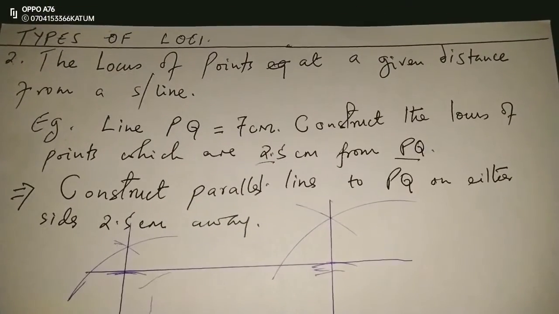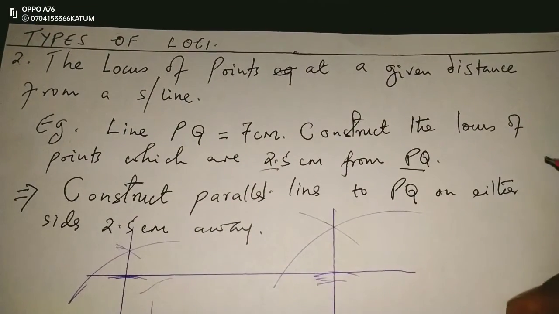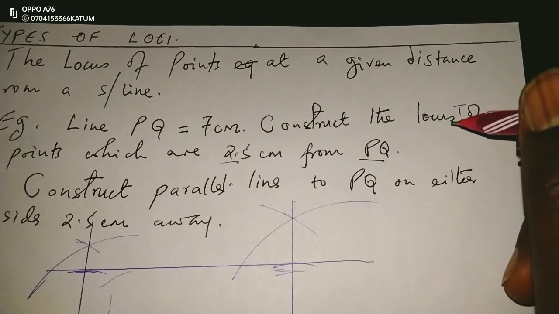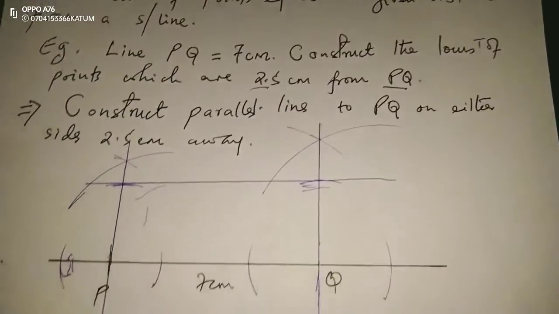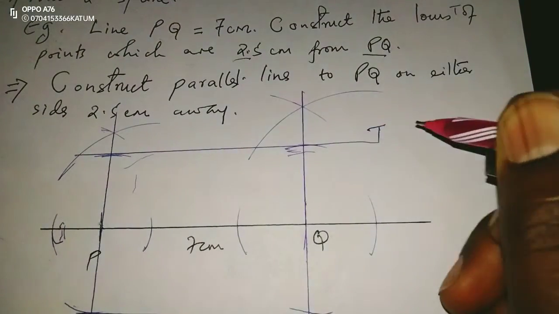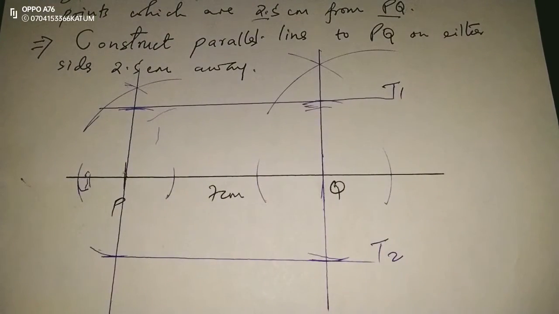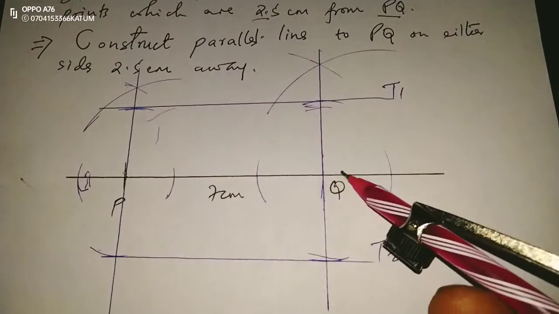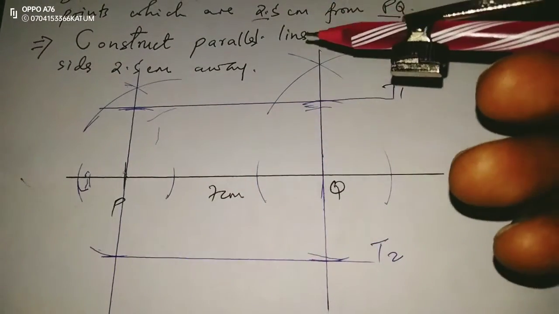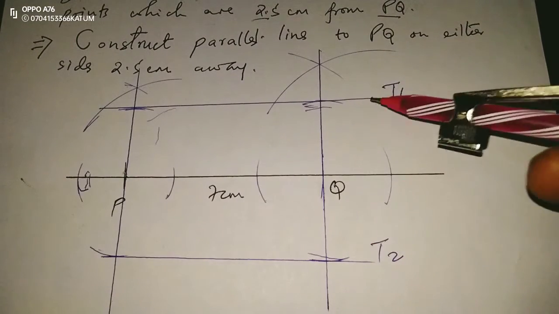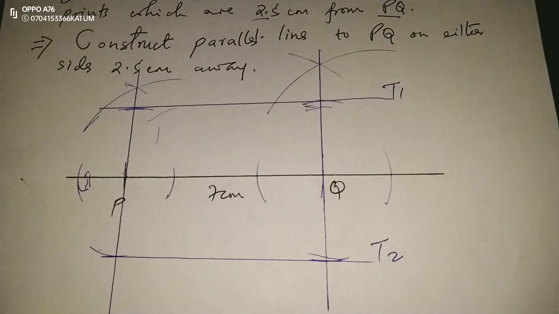So in case we had been told to construct the locus T of points which are 2.5 centimeters from PQ, then the locus T should be either, we can call this T1 and this T2, such that these are all points. Any point lying on this line is 2.5 centimeters away from PQ, either on the upper side or on the lower side of PQ. So that is the construction of the locus of points at a given distance from a given straight line.